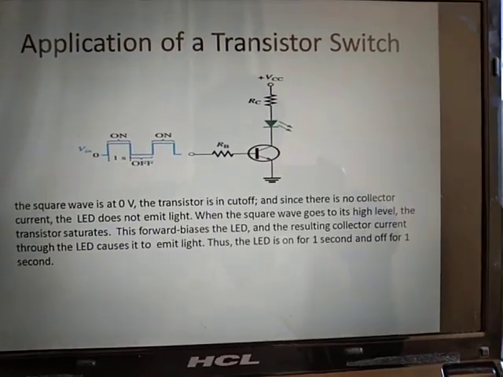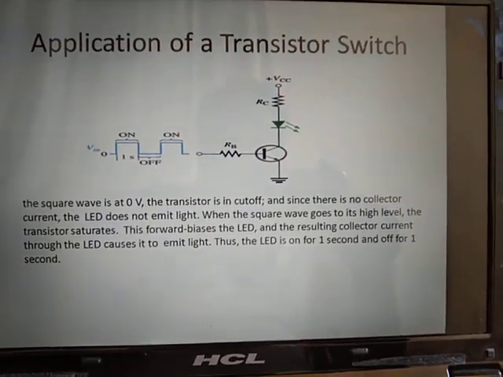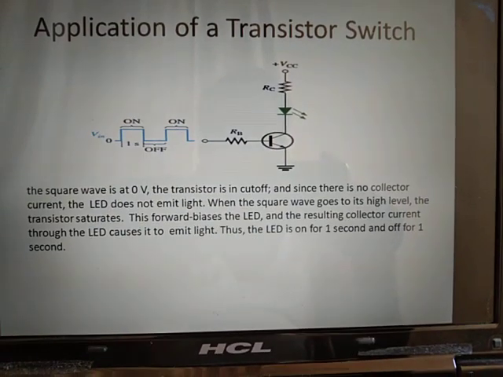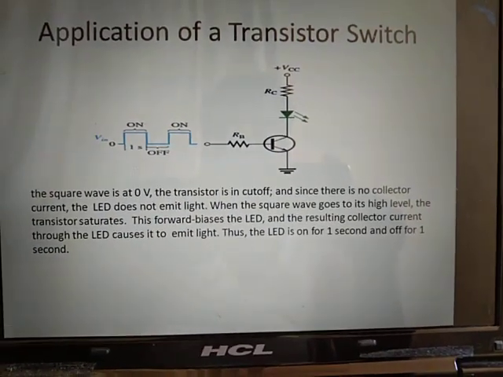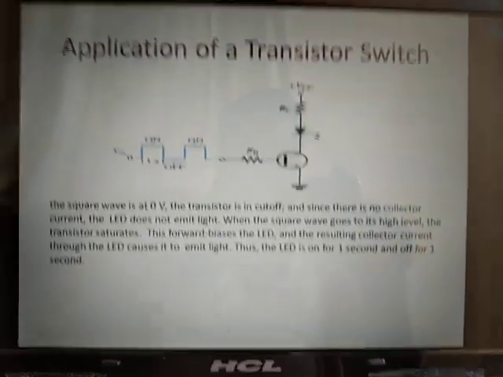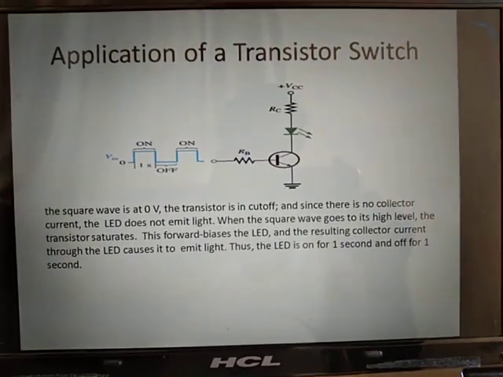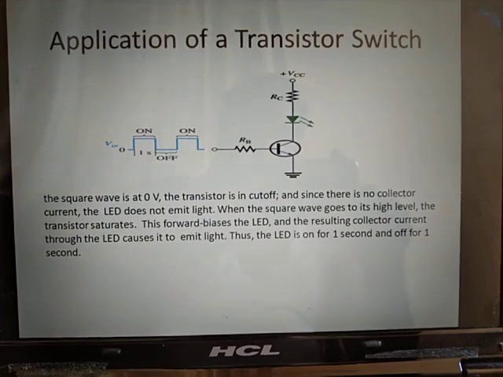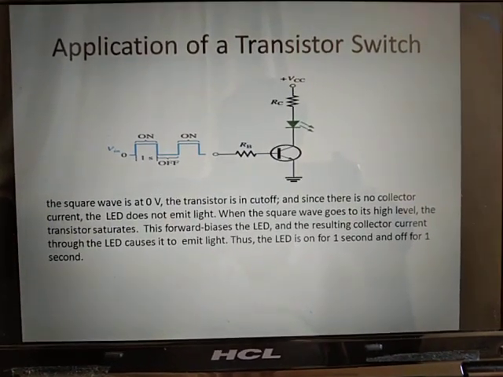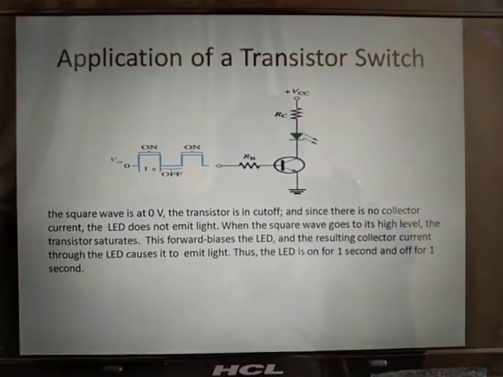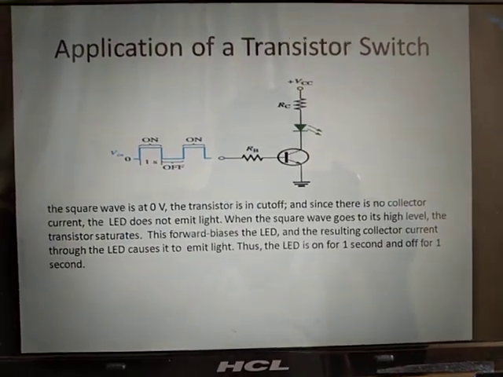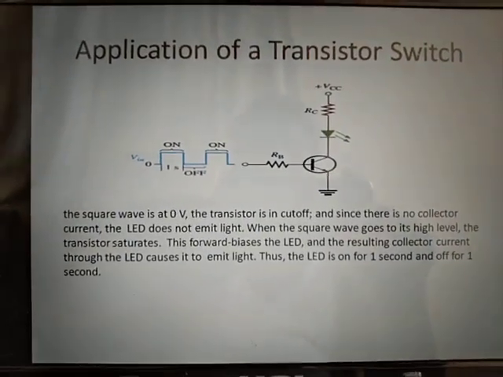When the square wave goes to a high level, the transistor saturates. This forward biases the LED and the resulting collector current through the LED causes it to emit light. The LED will glow when it is on. The LED is on for 1 second and off for 1 second. This is the application of a transistor switch. Today's class discussed the transistor.